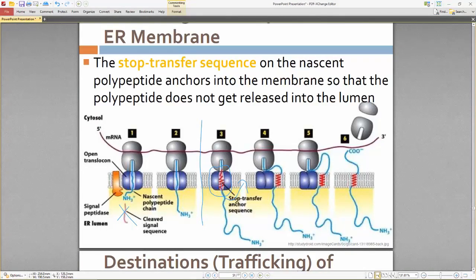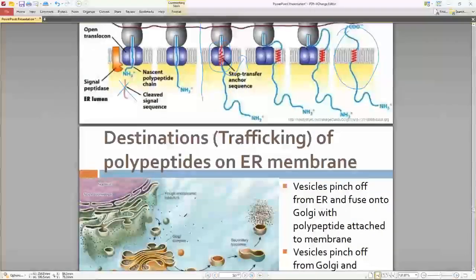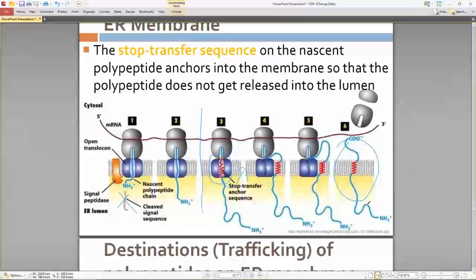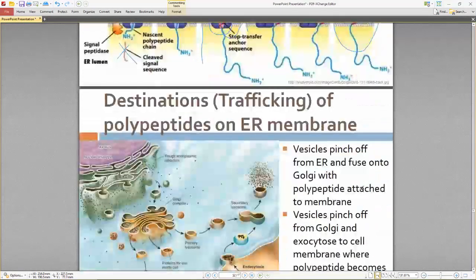If there's a stop transfer sequence, it will basically get anchored. I don't know the mechanism of anchoring this stop transfer sequence into the membrane, but it will be anchored such that once translation is complete, this polypeptide won't just be released into the ER lumen, it'll stay stuck in the membrane, or anchored into the membrane. For a polypeptide or a protein anchored in the membrane like this, there are different destinations for it.